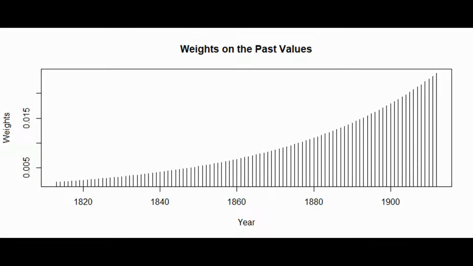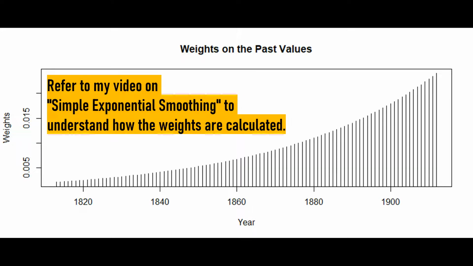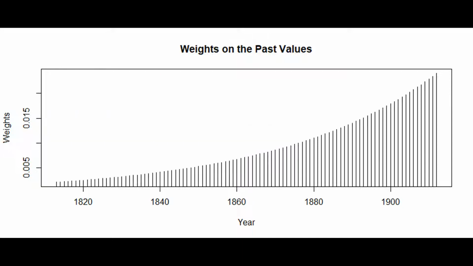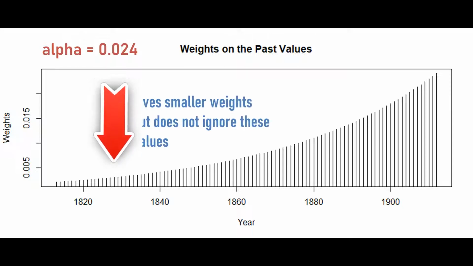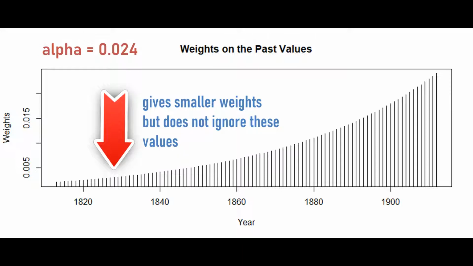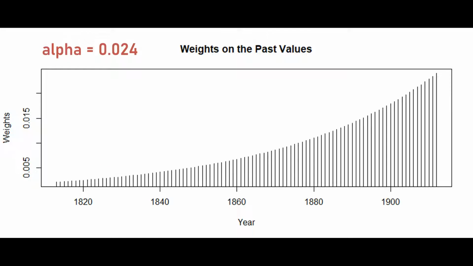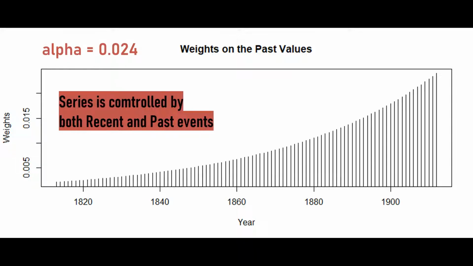Look at this graph. In this graph, we have plotted the values of the weights against different time points. Please refer to my previous video on simple exponential smoothing to understand how the weights are calculated. And we can see with this small value of alpha of 0.024, the forecasting model although gives smaller weights, does not ignore the values which are even very far in the past. This also means that the series is controlled by both recent and past events.